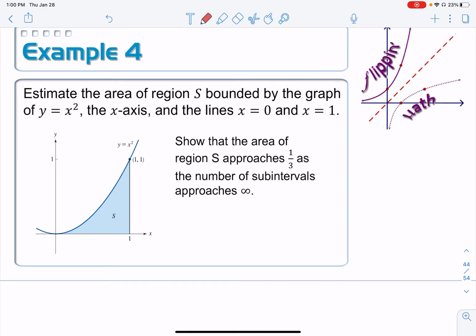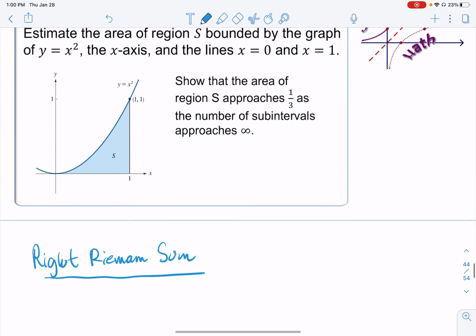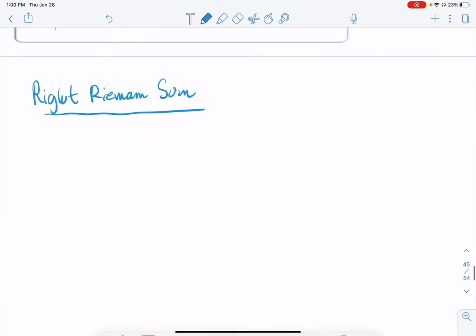So let's start with, why not a right Riemann sum? Right Riemann sum, pretty much my favorite sum. And the reason why is because it's very easy to just use the right endpoints and plug those right into the function, as you're going to see.